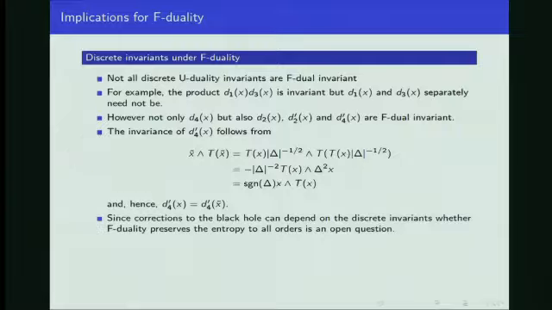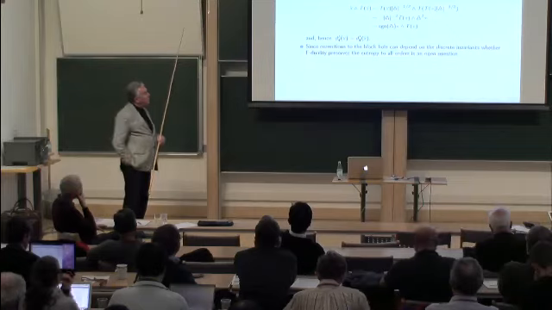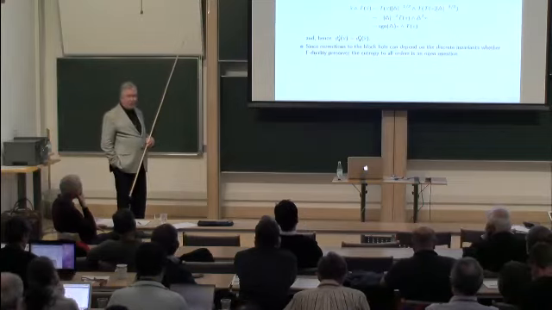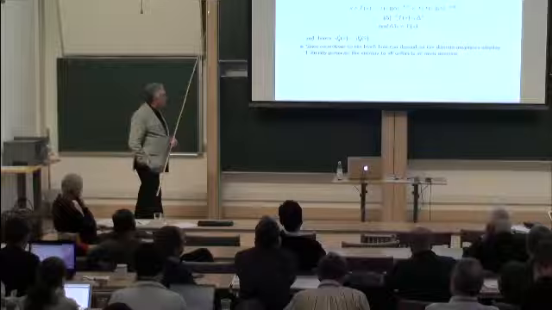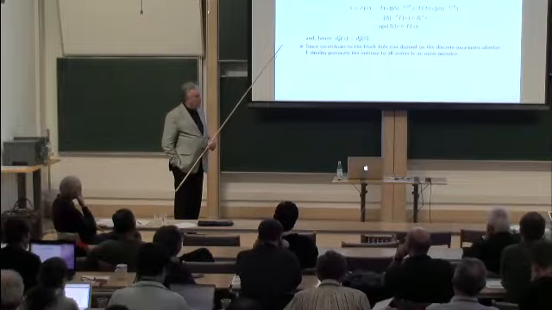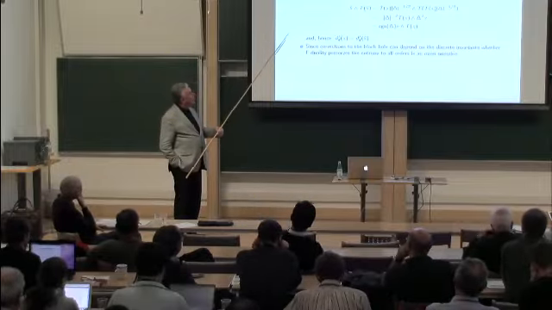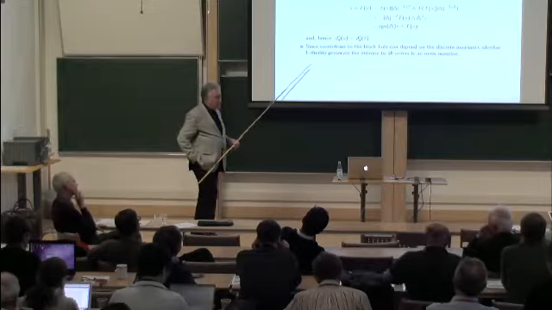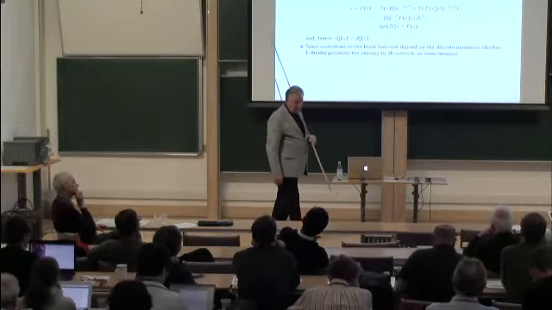So a question one could ask is, if you compute not just the lowest order entropy, but the exact entropy to all orders of approximation, is the entropy invariant under F-duality? We know it has to be invariant under U-duality, but we've seen that not all U-duality invariants are F-duality invariants. And so as things stand at the moment, that's still an open question.